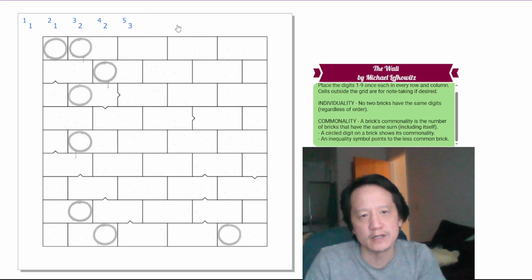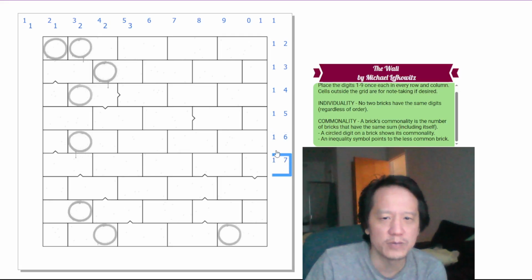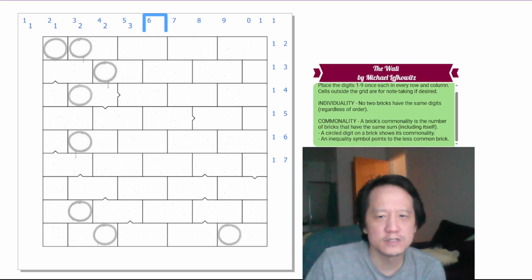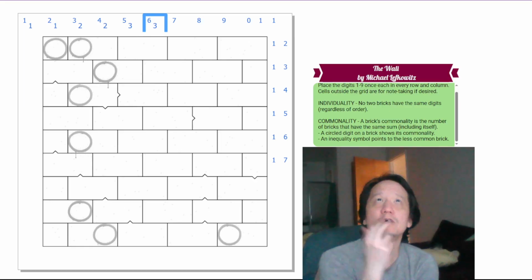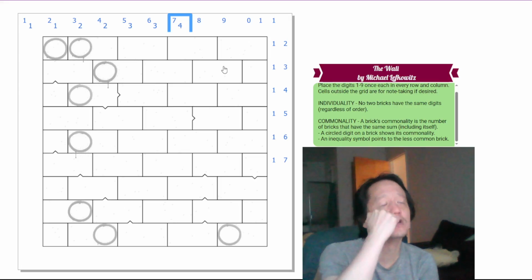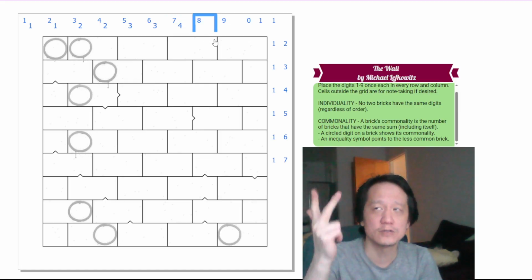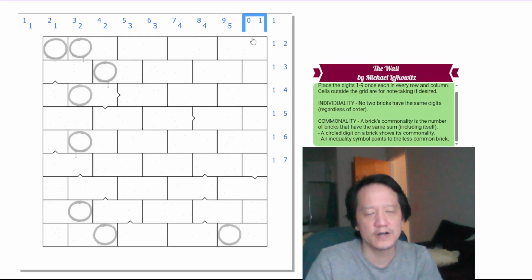6 has 3 commonalities. Oh, this is interesting, it's kind of a pattern. We're going up to 17, and those are the sums we can have. 6 has 3 commonalities: 6, 1, 5, and 2, 4. 7 has 4: 7, 1, 6, 2, 5, and 3, 4. 8 has 4: 8, 1, 7, 2, 6, and 3, 5. 9 will have 5.